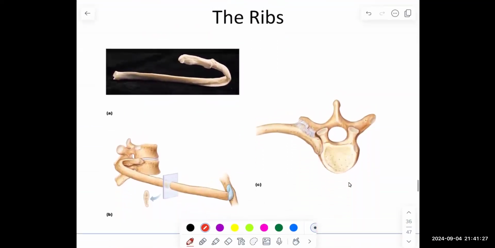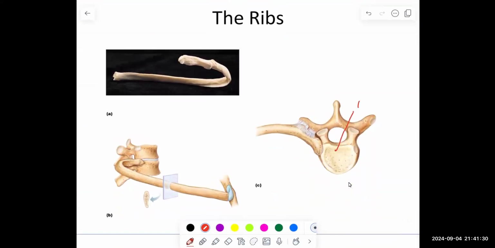The ribs are all attached to thoracic vertebra. You can see there's one rib attached to the right side here. There will be another rib attached to the left side. And remember, they go all the way around. So they go all the way around, and ribs 1 through 10 attach to the sternum. Ribs 11 and 12 do not. They are floating.